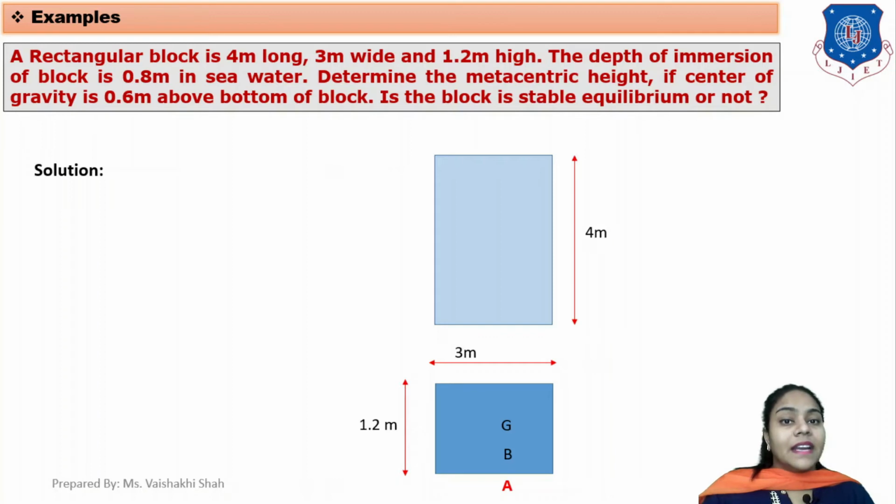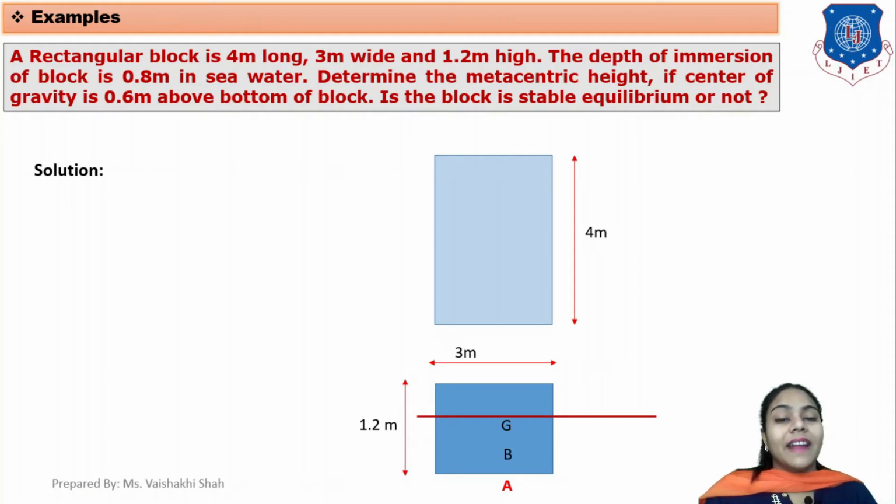To find that height we need all the distances and dimensions, and we are using the equation GM equals I by V minus BG. So in this diagram there is point B, there is point G, and there is a bottom point which is A. Now the total depth of the rectangular body is 1.2 meter.